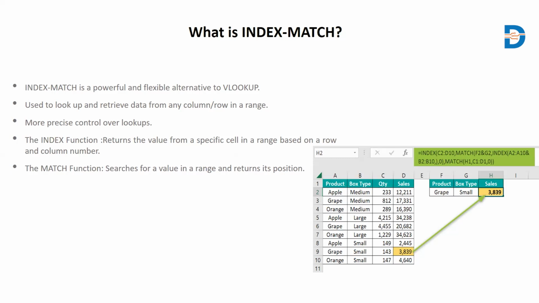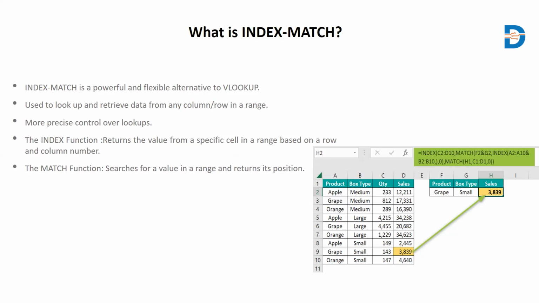When it comes to the advantages of INDEX MATCH over VLOOKUP, it has no column restriction. It works well to the left or right, whereas VLOOKUP only searches to the right. It is also more efficient than VLOOKUP, because it does not require scanning the entire table, and it also handles column insertions. So these are the main advantages of INDEX MATCH over VLOOKUP.